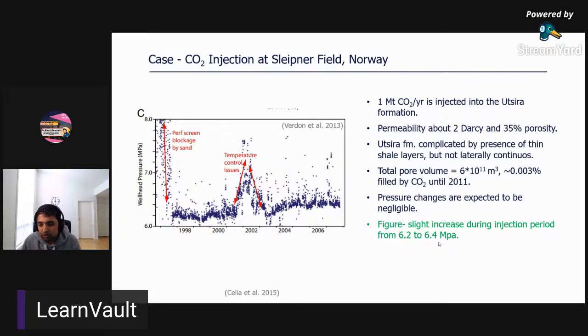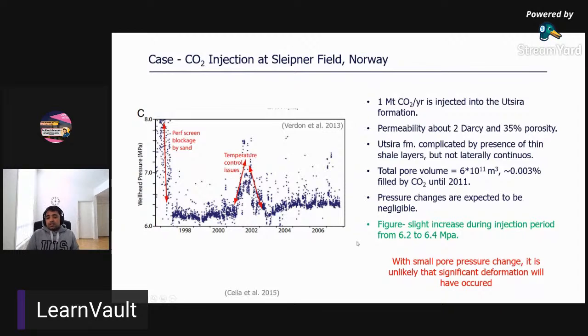But the injection rate has also been very low. Also in this figure, you see that there are two spikes. There is one spike here in the beginning, and then one spike around 2001, which could be because of a pressure increase. But later on, the studies found that this was mainly because of technical issues. In the beginning, the pressure increase was caused by blockage by sand. And around 2001, it was mainly caused by temperature control issues and some measurement issues. Overall, the pressure has been very stable, and like I said, it has just led to an increase of 0.2 megapascal.